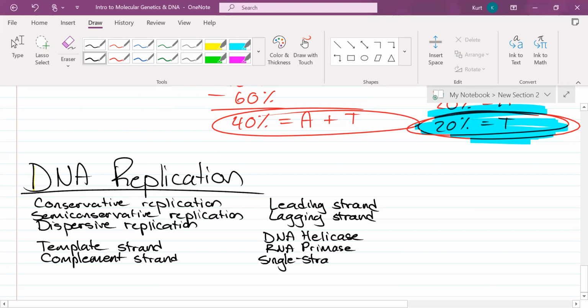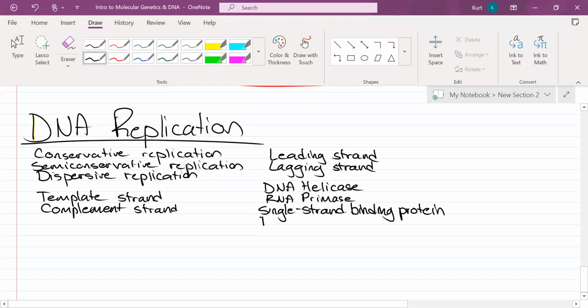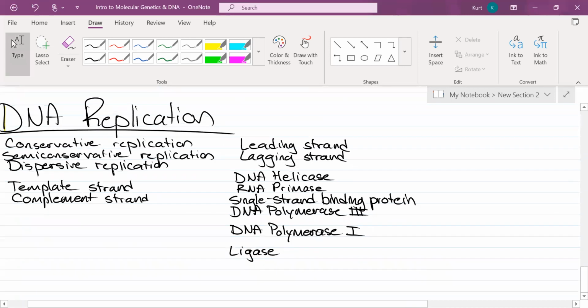Single strand binding protein. DNA polymerase 3. DNA polymerase 1. Ligase. Okazaki fragment. Named after a Japanese scientist that discovered them.